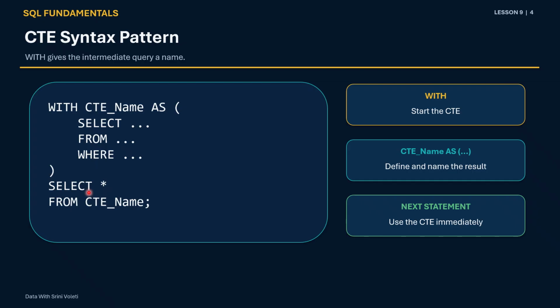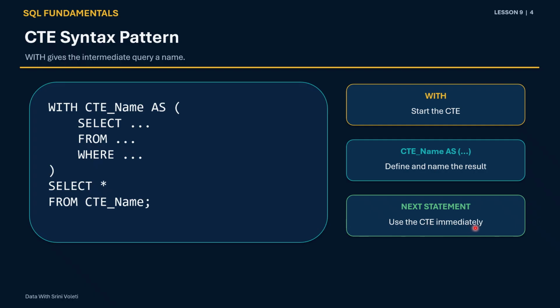First, WITH tells SQL that we are defining a common table expression. Second, CTE_name is the name we choose for the result. Choose a name that describes a business meaning. Provider_totals is better than something vague like CTE1. Third, AS followed by parentheses contains the query that gives the result.